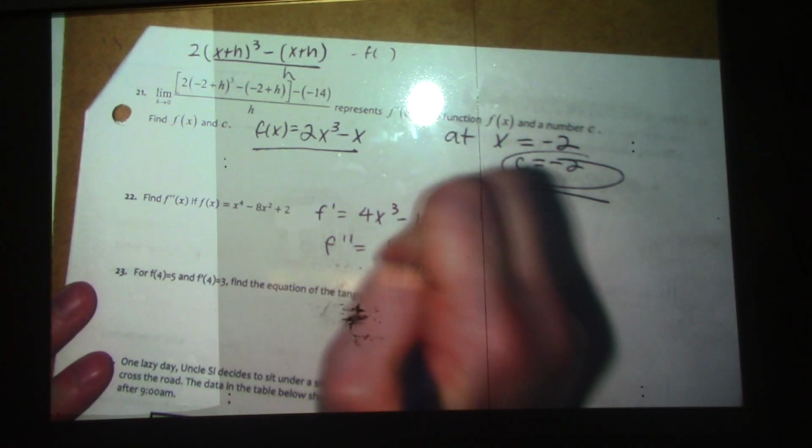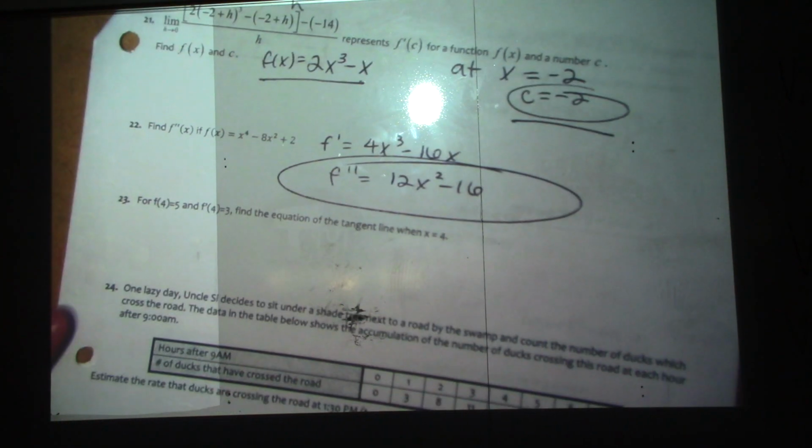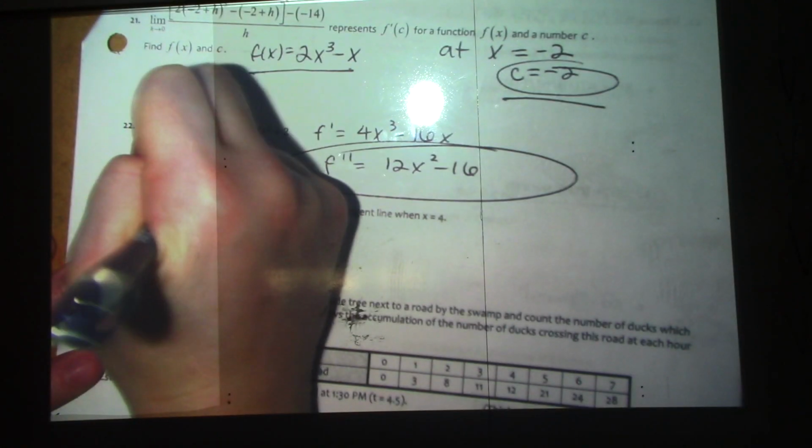F double prime, so this is easy. You just find the first prime, so that would be 4x cubed minus 16x. F double prime is just the derivative of that, so that would be 12x squared minus 16. Answer. Equation of the tangent line: f prime would be my slope. My point would be 4, 5. And then it's just y minus the y value equals slope times x minus the x value. Answer.